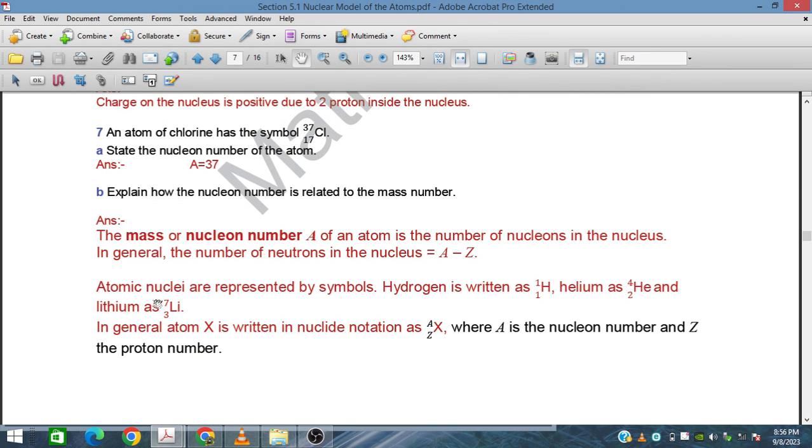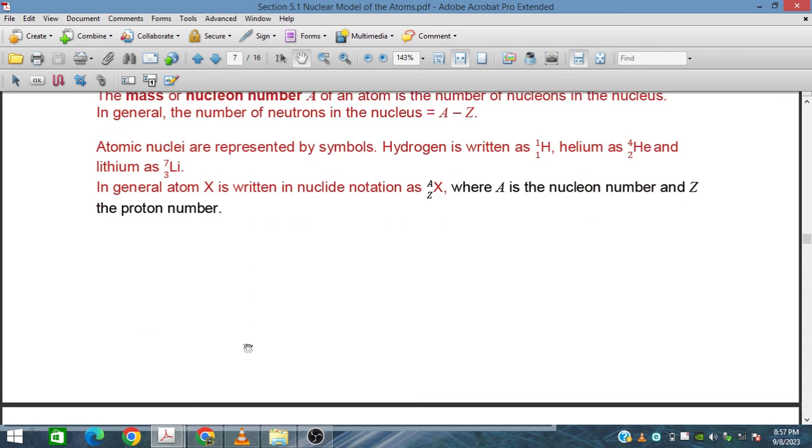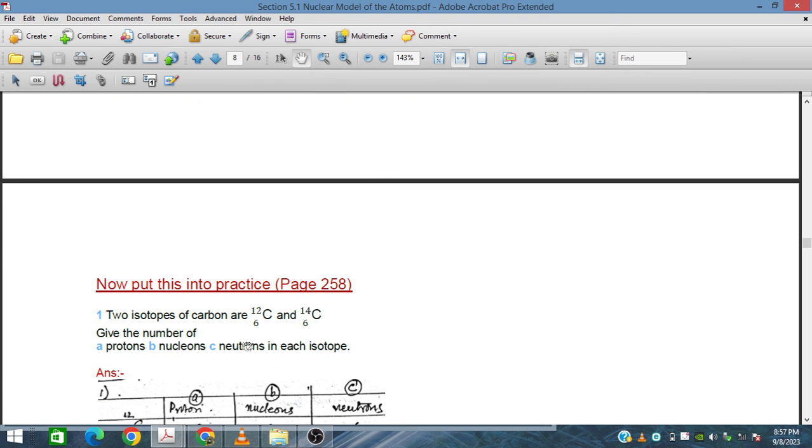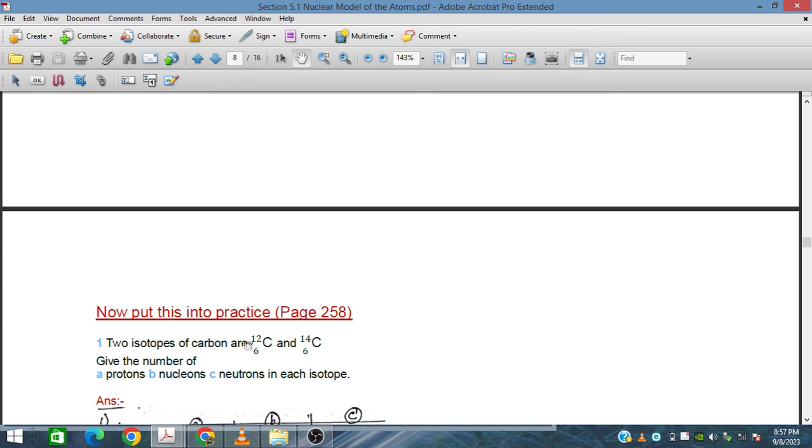Atomic nuclei are represented by symbols: hydrogen as 1H1, helium as 2He4, and lithium as 3Li7. In general, an element X is written in nuclear notation as Z-A-X, where A is the nucleon number and Z is the proton number. So this will be discussed in the next session.